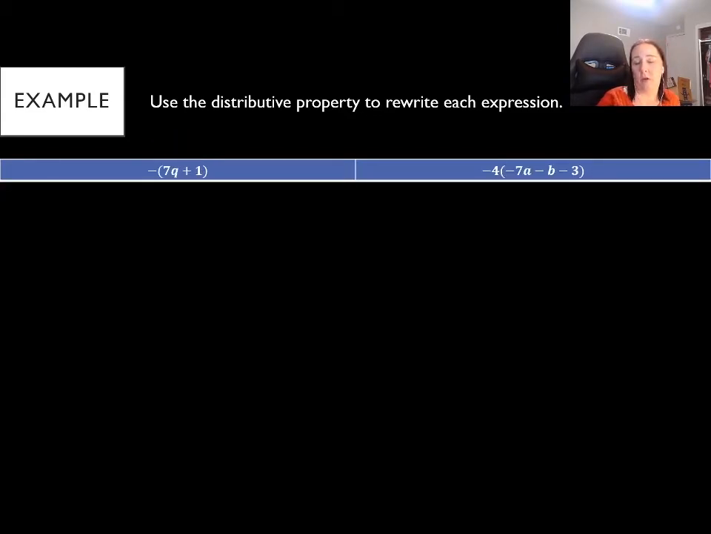Okay, so here we're getting a little more complicated. I have a negative and I don't have a number in front. It's just a negative sign. So I have a negative and then a 7q plus 1. Well, if there's no number, you can always put a 1. So we're going to rewrite this as negative 1 times 7q plus 1. So a negative in front of the parentheses is the same as multiplying by a negative 1. And once you put that 1 there, then it's like, oh, okay, I know what to do.